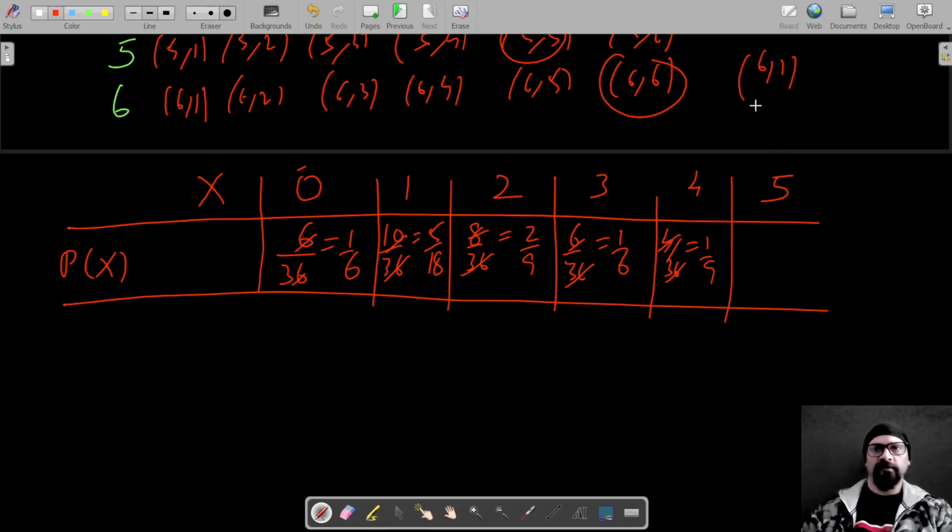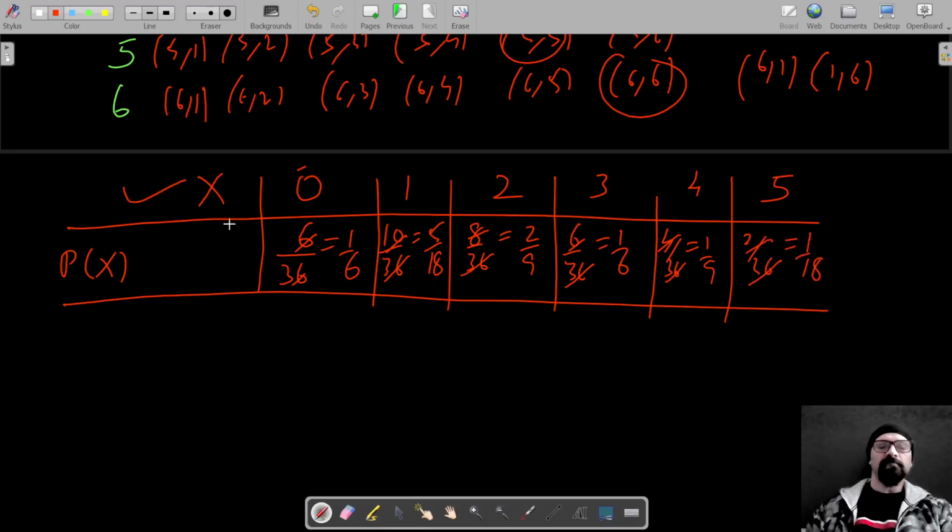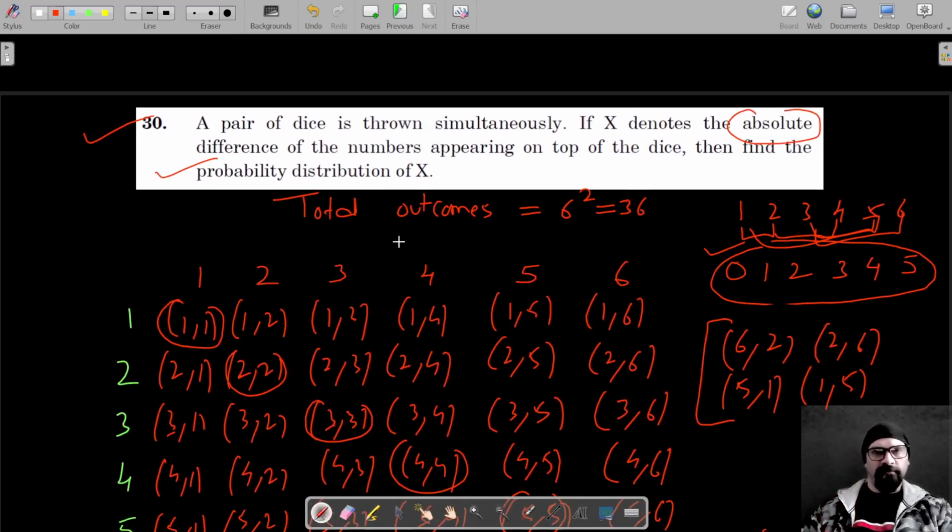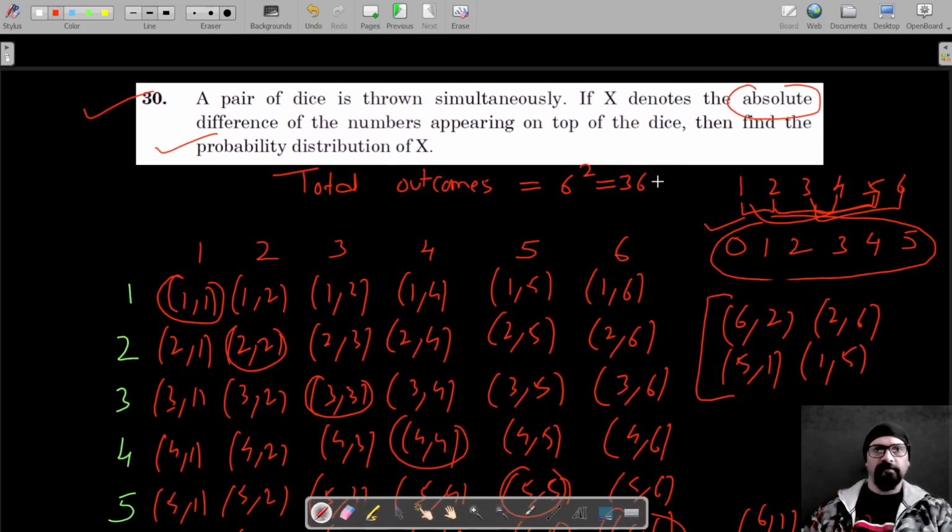Difference 5 will be 6 1 and 1 6. These are 2 outcomes. So 2 by 36, which gives me 1 by 18. So for absolute difference 0, 1, 2, 3, 4 and 5, these are the respective probabilities. This is the probability distribution table for the absolute difference of the numbers that appear on top of dice.